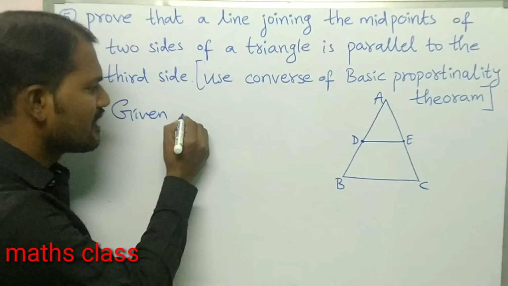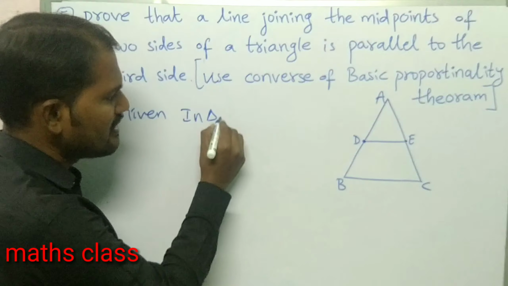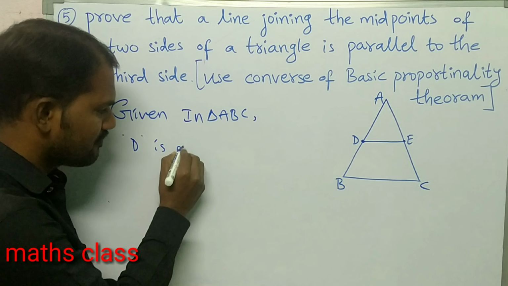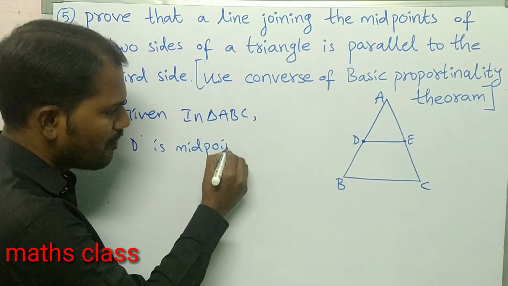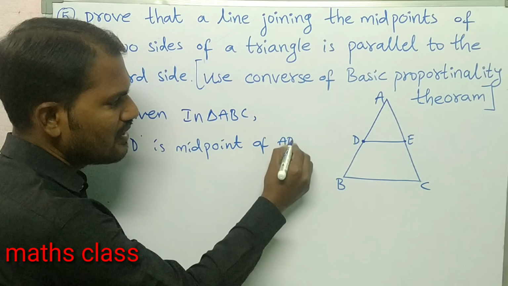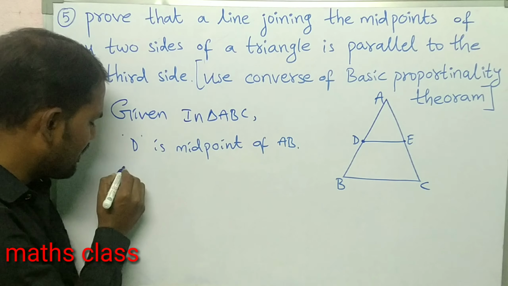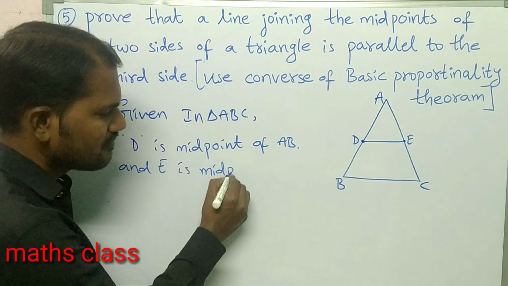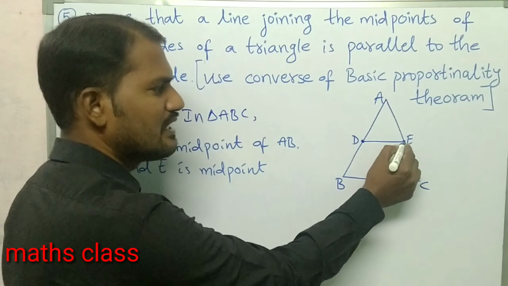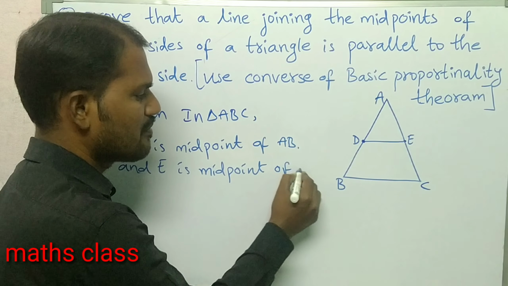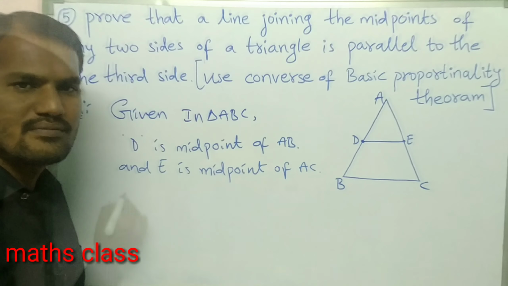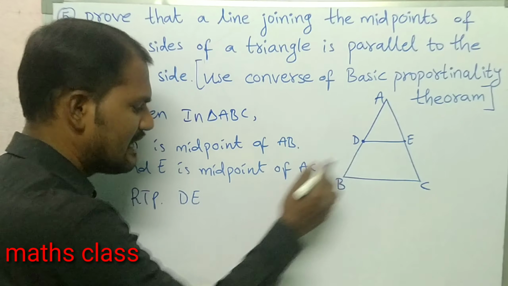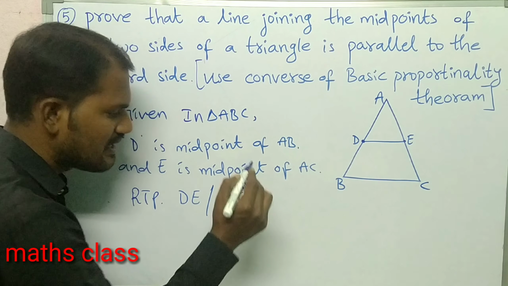What is given, children? Given in triangle ABC, D is the midpoint of AB, and E is the midpoint of AC. To prove, we require to prove this line DE is parallel to BC.